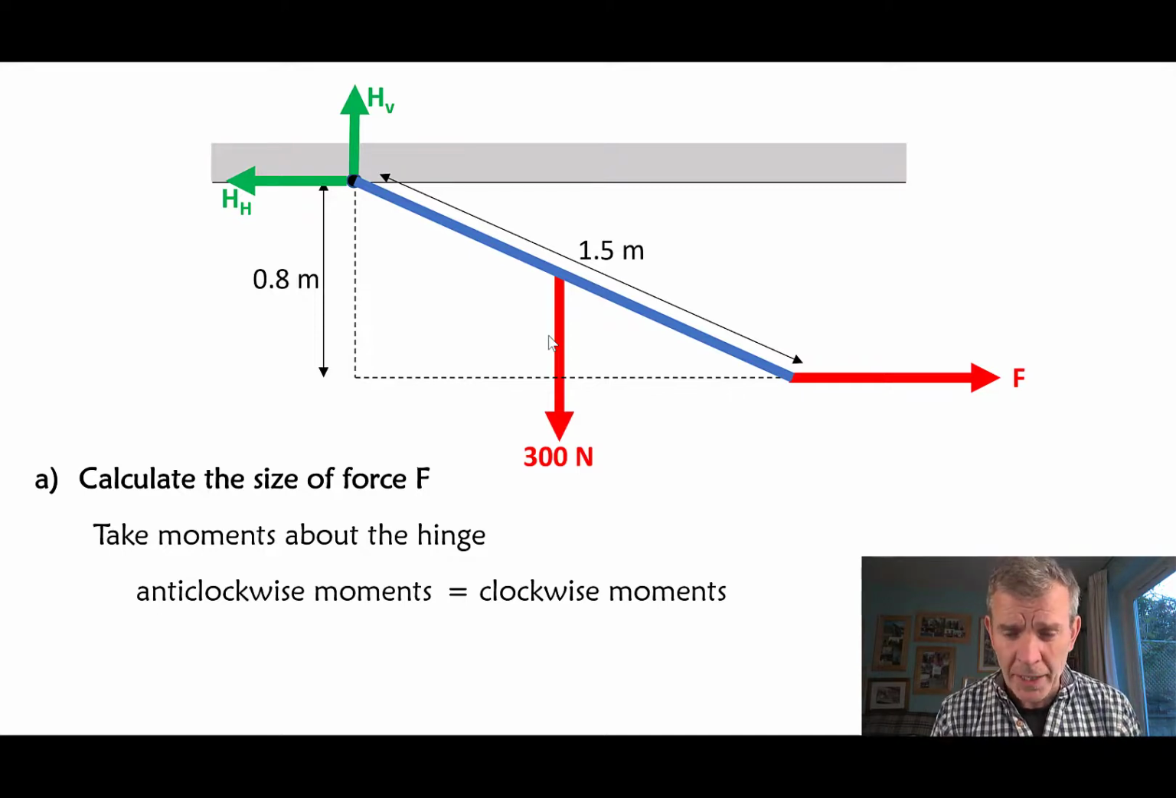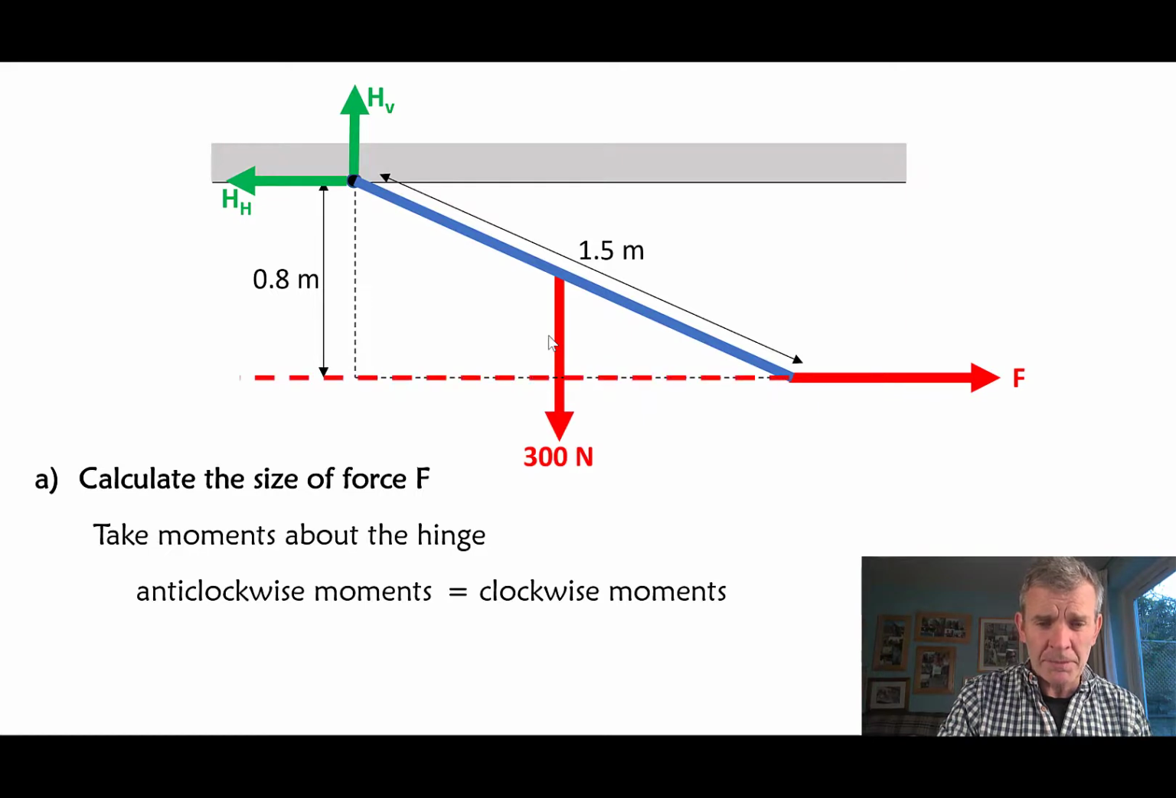Now, the moment of force F is the size of the force times the perpendicular distance. To work out the perpendicular distance of that force to the hinge, as you would have seen from the previous equilibrium video, you extend the line of the force, as shown there with that red dotted line, and then you draw a line from the hinge to the line of the force that cuts it at right angles, as shown there. And we know from the information given in the question that that's 0.8 meters.